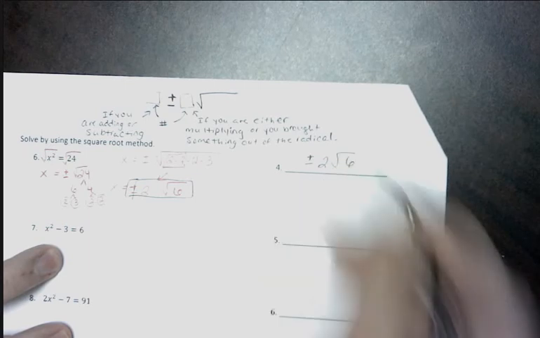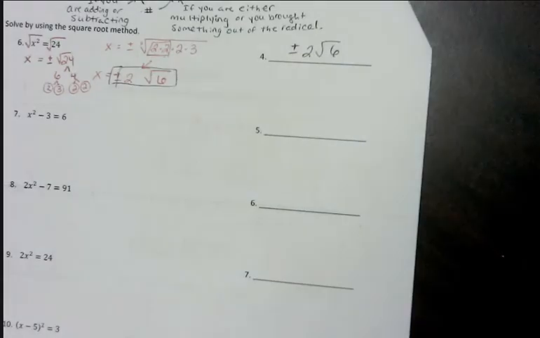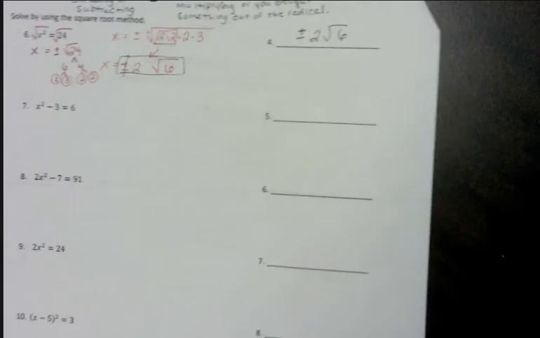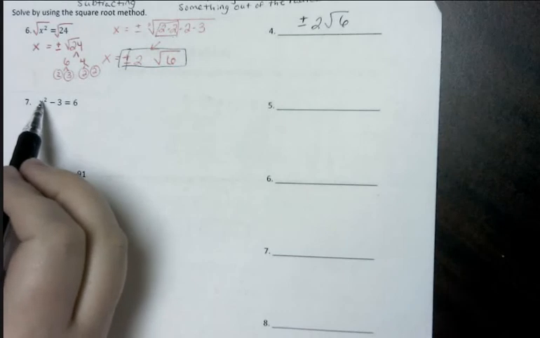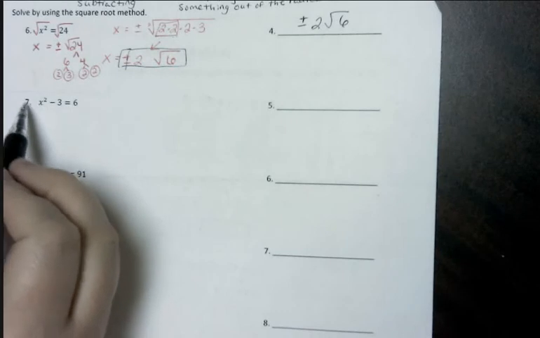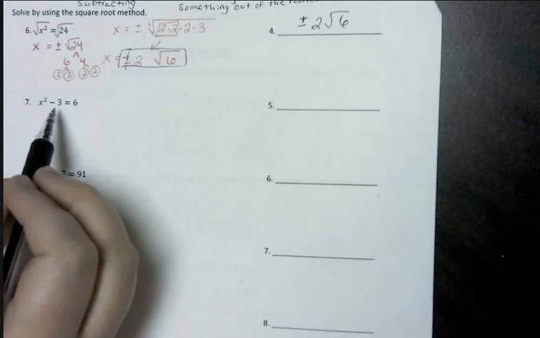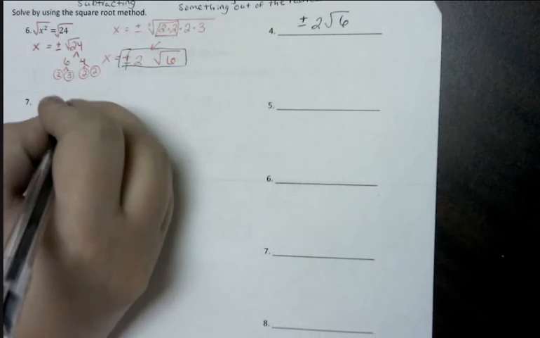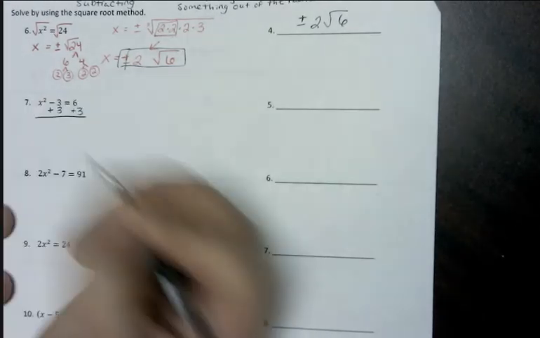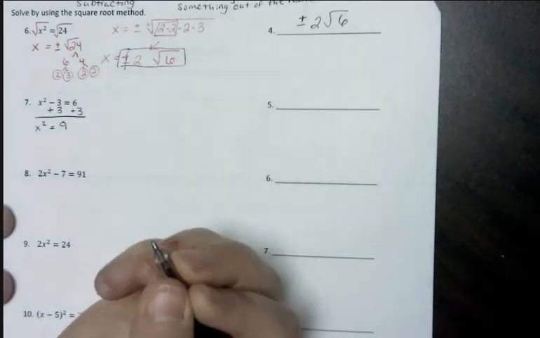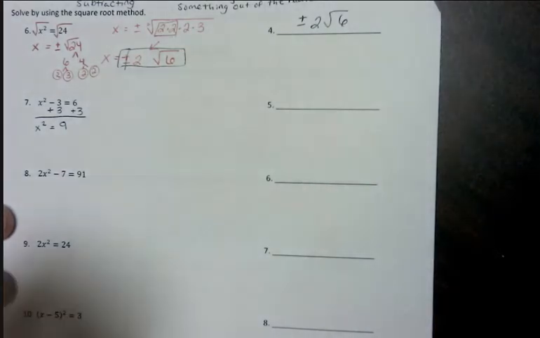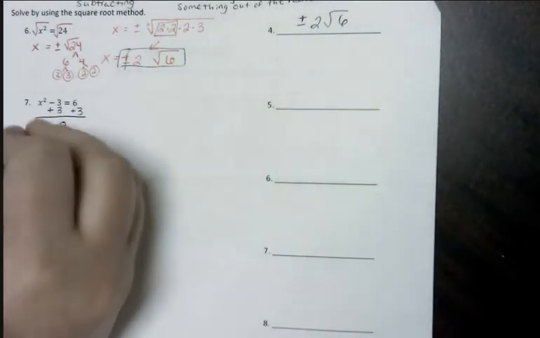Again, I'm going to start using the black because for some reason my lighting is just going crazy on here. On number 7, our steps say to get the perfect square by itself. So this is our perfect square. You need to get it to be the only thing on this side of the equal sign. So we're going to have to get rid of that 3, so we're going to add 3 to both sides. That gives us x squared equals 9. Now we can go ahead and take the square root of both sides since the perfect square is now by itself.